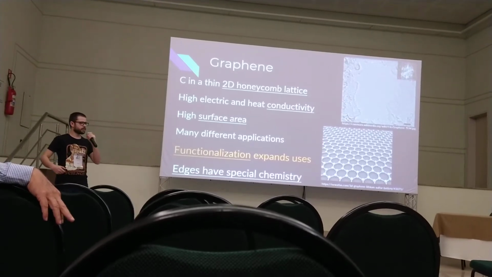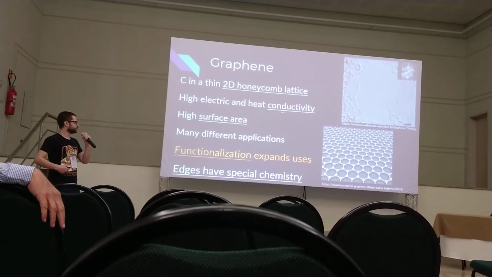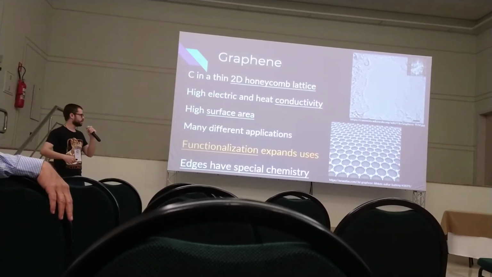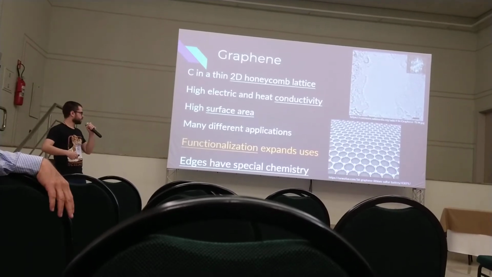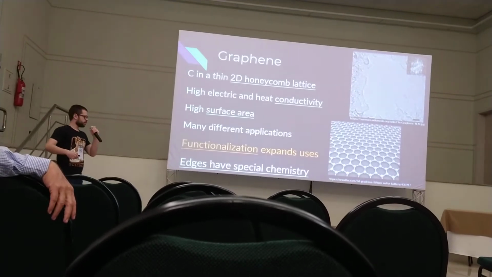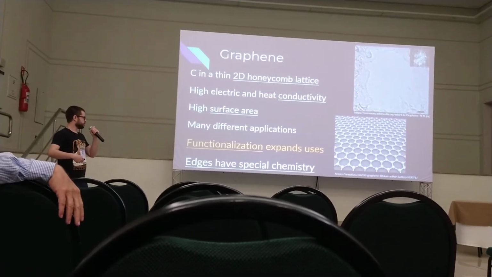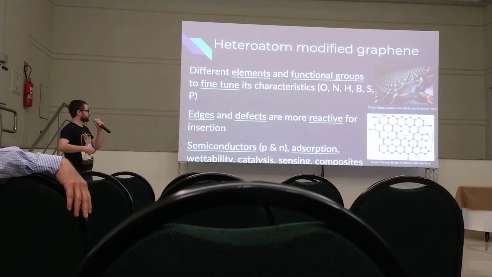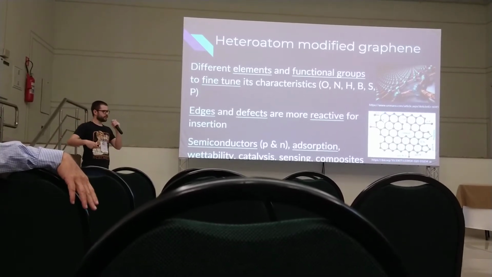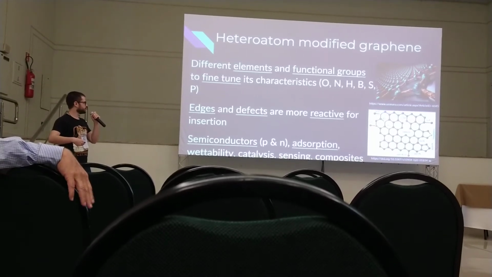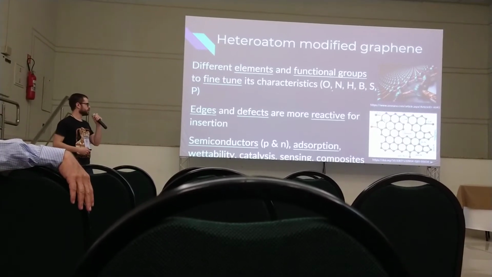And it has many remarkable properties such as high electrical and heat conductivity, high surface area, and due to its many interesting properties, it has many different applications. And some ways of increasing the applications is to functionalize. And so you can insert heteroatoms into graphene to modify its properties, and some of the elements inserted are oxygen, nitrogen, hydrogen, boron, sulfur, phosphorus, and others.